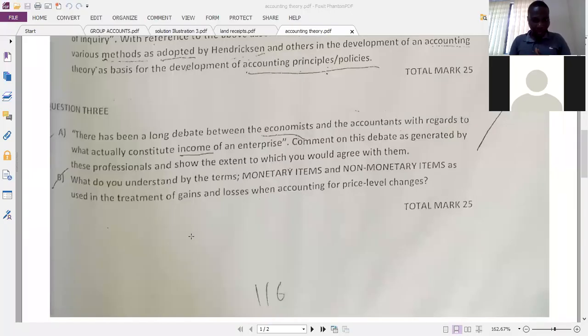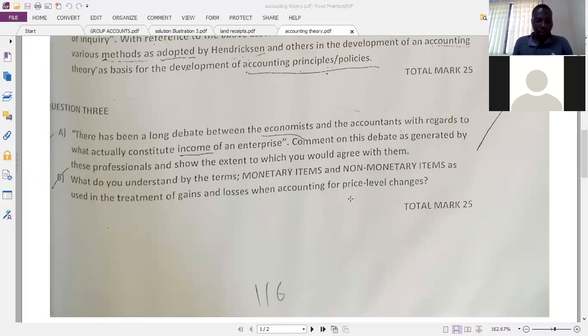What do you understand by the term monetary items and non-monetary items? I know this one, if you are reading the book by now, you have not gotten there. But I'll explain them to you and you will understand. I think it is somewhere in your handout. I don't know the page. Well, after accounting income, you just go forward, you will see them.